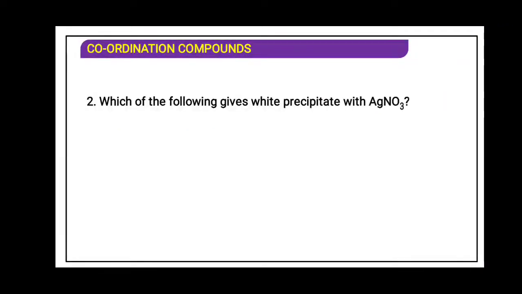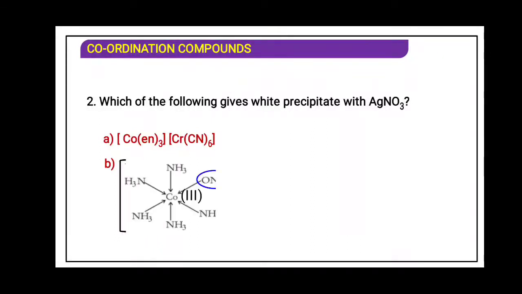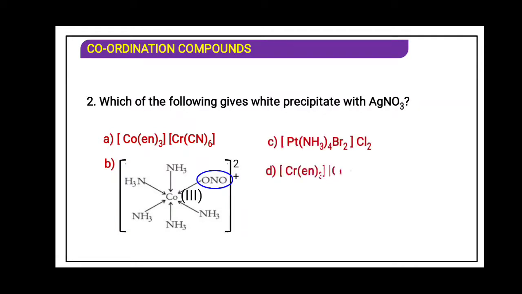Which of the following gives white PPT with AgNO3? White PPT with AgNO3. White PPT is of silver chloride, remember carefully. AgCl is a white PPT. So whenever you see there is a chlorine, you can say that the chlorine complex will give you white PPT. Of course, Cl will react with Ag to give white PPT.